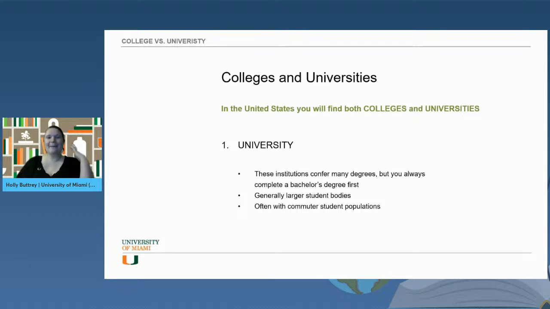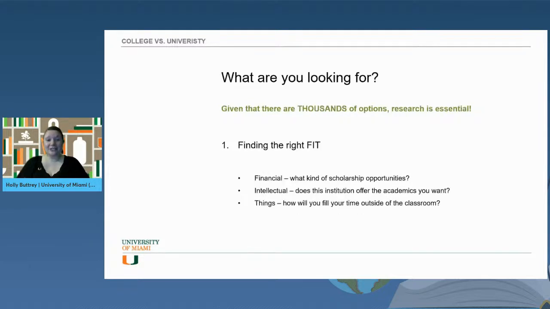And so thinking about fit, I would encourage you, given the literal thousands of options, to do lots of research. And when I say fit, I mean financial fit, intellectual fit, and then what things do you want to be doing outside of the classroom?